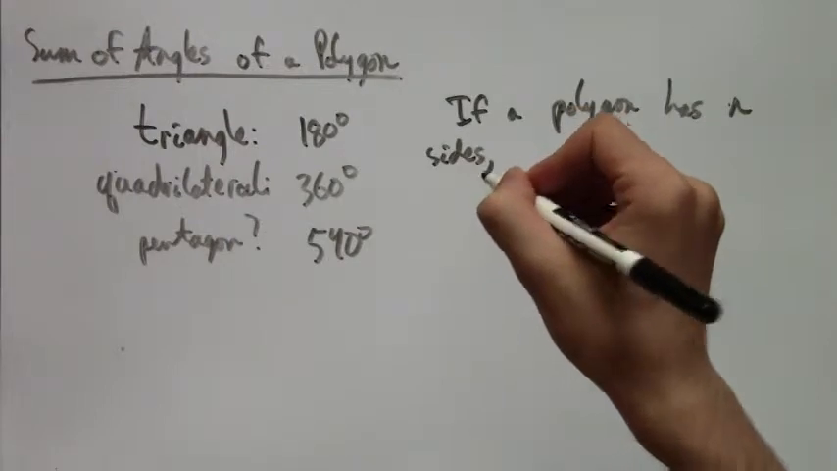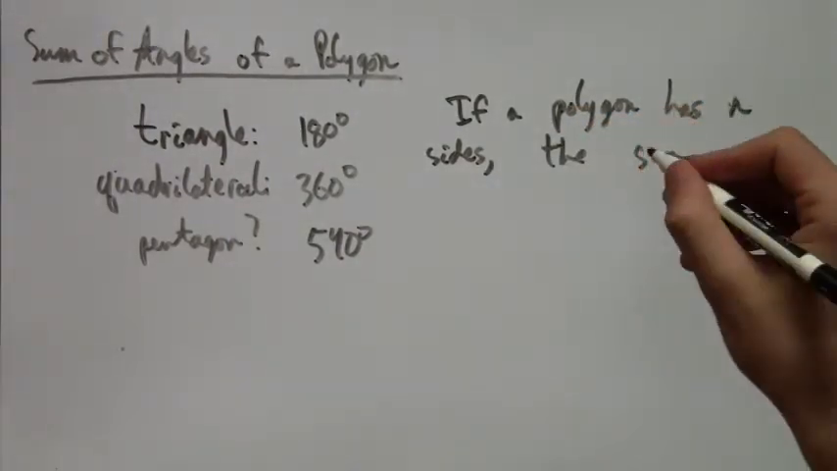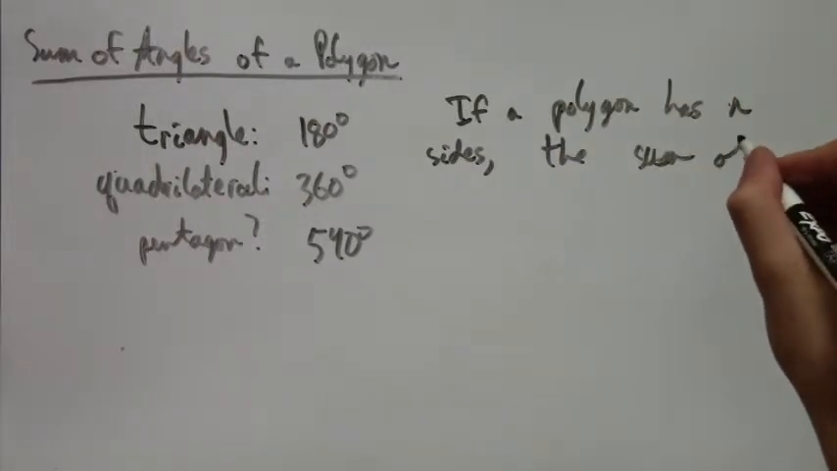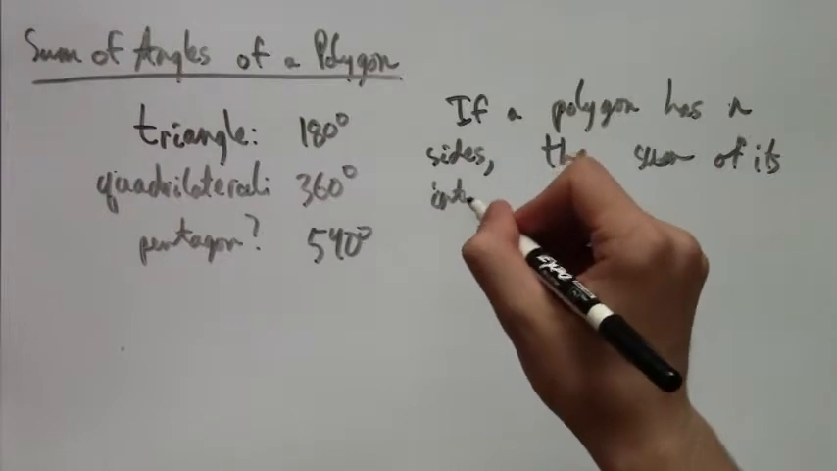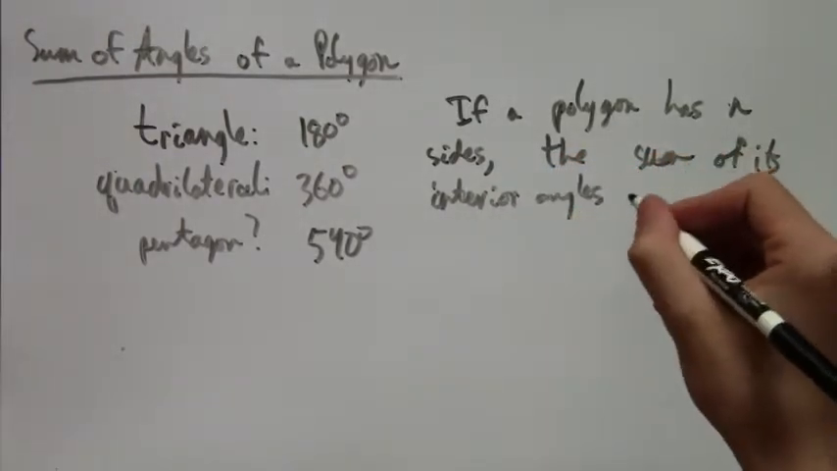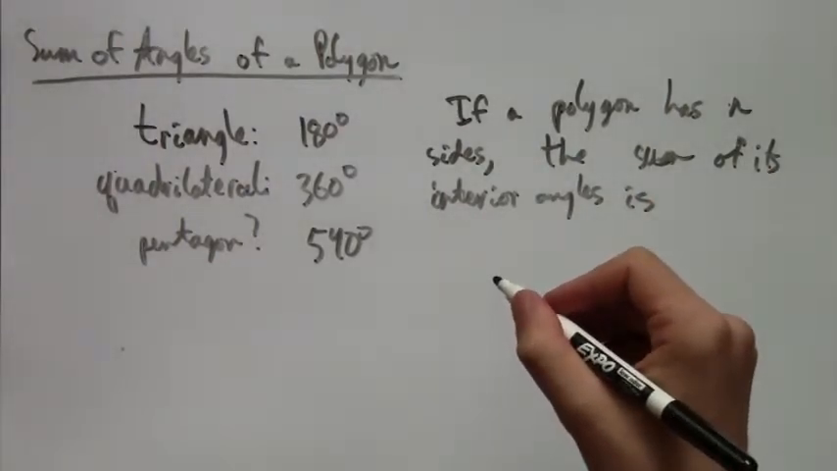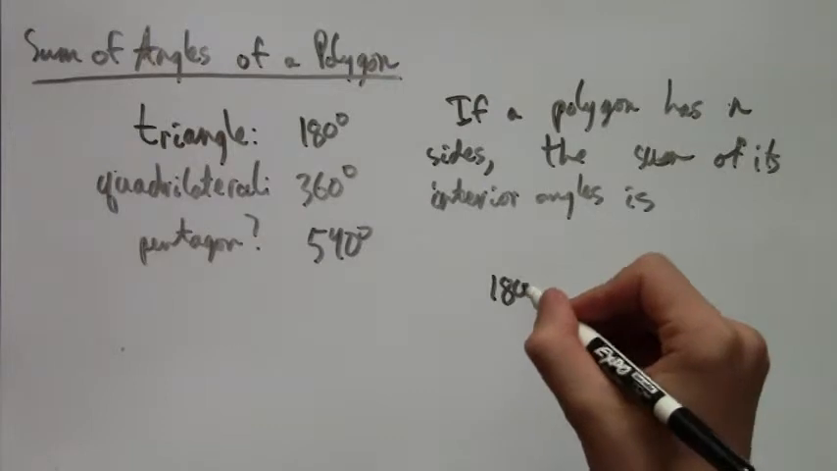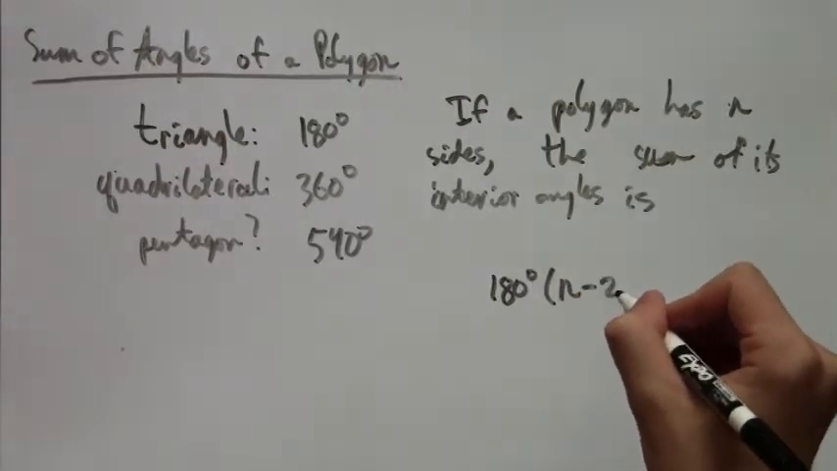And the formula is like this. If the polygon has n sides, so 3, 4, 10, the sum of the internal angles is going to be 180 degrees times (n minus 2).